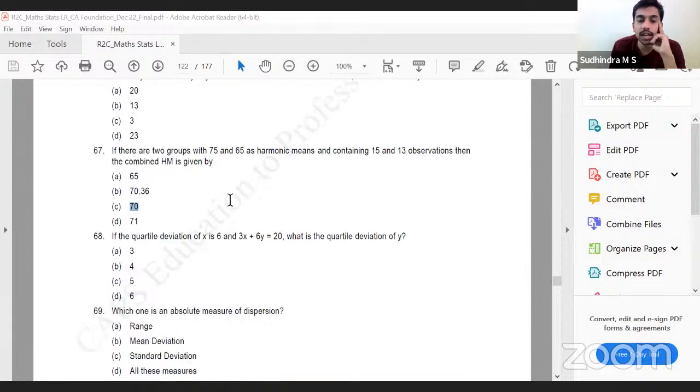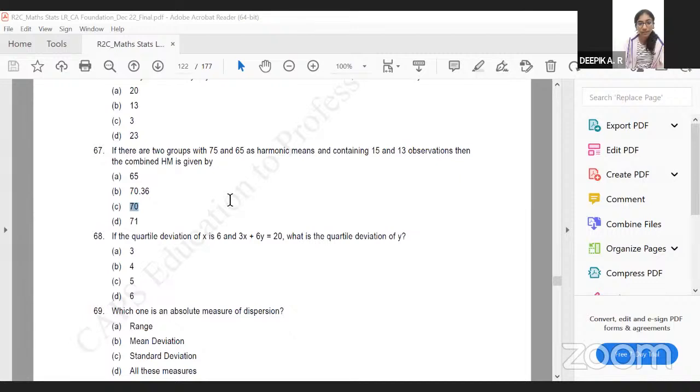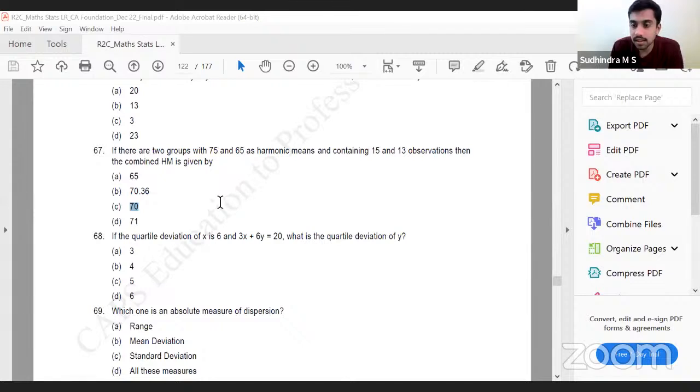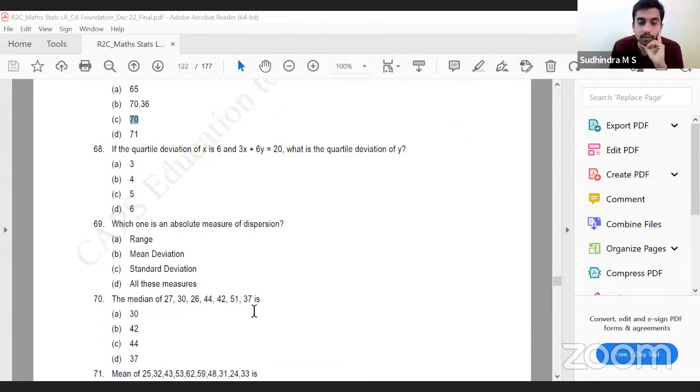Now, question number 69. Which one is an absolute measure of dispersion? All the three: range, mean deviation, standard deviation. All the three are absolute measures. Relative measures are coefficients.